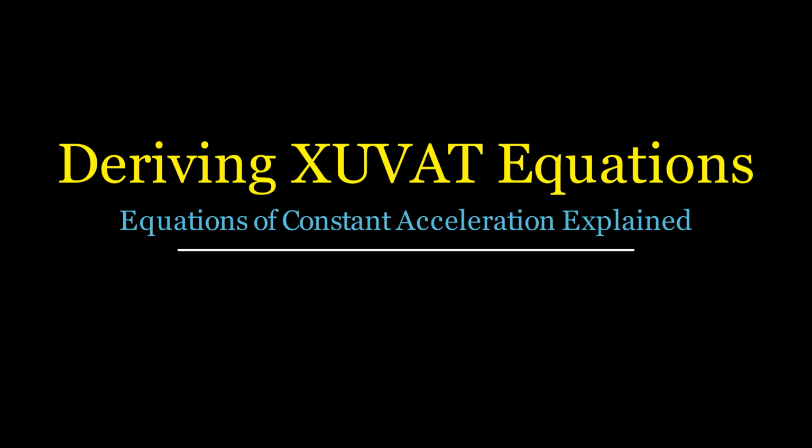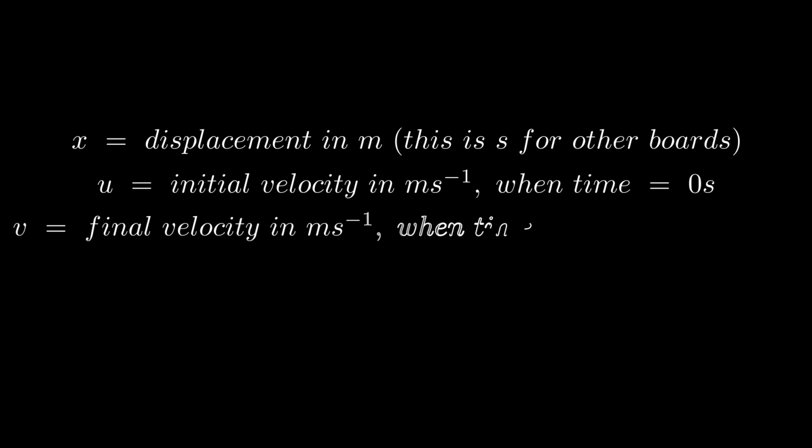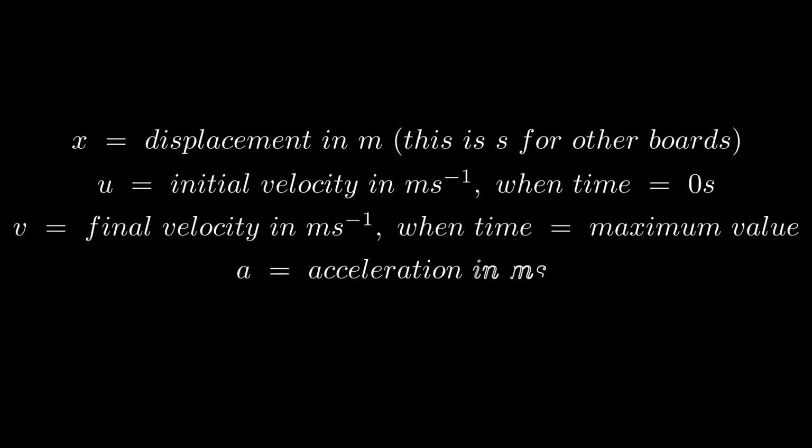Let's start with some definitions, defining what these letters mean. So X is for displacement. Normally we measure that in meters. U is initial velocity, or the velocity when time equals 0, and we normally measure this in meters per second. V is final velocity, or the velocity when the time is at its maximum, or what I call time t, and again measured in meters per second. A is acceleration, or the rate of change of velocity, therefore that's measured in meters per second squared.